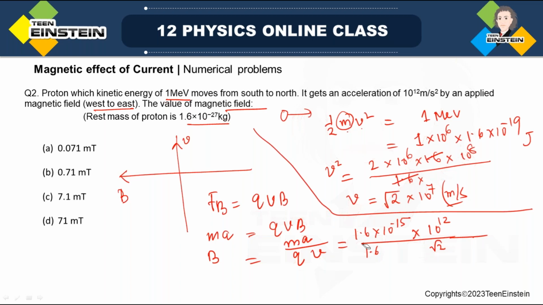We'll just remove this, and this also. Now look at what we are getting: 1 over root 2 into 10 to the power minus 3. If we multiply by root 2 here, it will be root 2 over 2 into 10 to the power minus 3. This will obviously be in Tesla because I have used SI units for all of them. So this will be Tesla. Root 2 is actually 1.414.